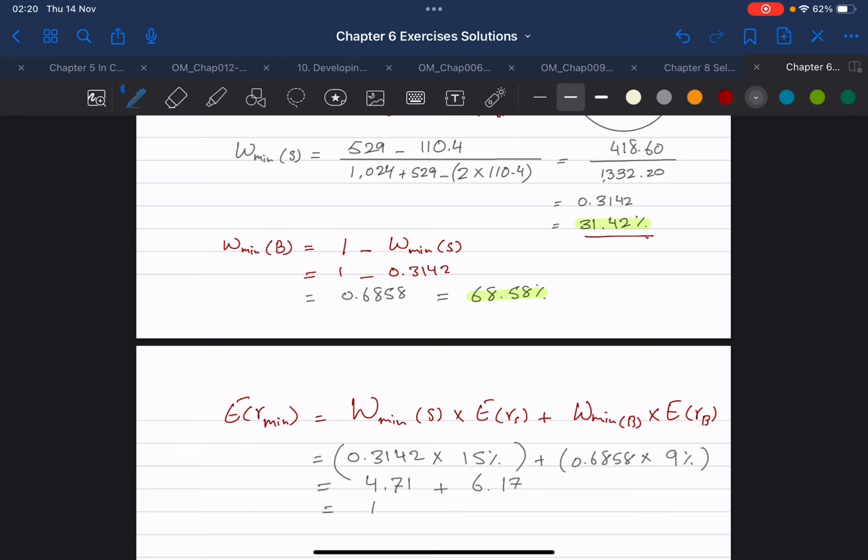We get 10.88. Notice how I got my answer in a percentage format right away because I did not transform these into decimal formats. All right, now we know the expected return on the minimum variance portfolio.